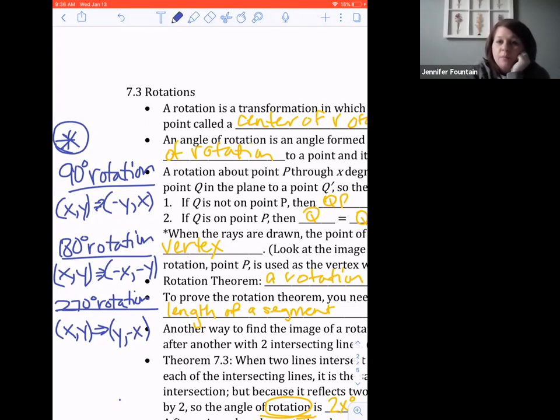You can see that from the book, we had the 90-degree rotation where we started with X and Y, and then a 90-degree rotation, which would be in the order of negative Y then X. That would be the pattern I would follow for each new ordered pair. 180 degrees, XY becomes negative X, negative Y. And then a 270-degree rotation becomes Y, negative X.